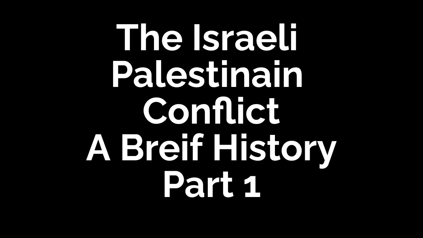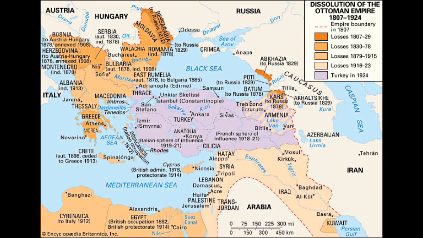The Israeli-Palestinian conflict is a conflict that goes back only about 100 years to the end of World War I and is in fact based on land, resources, and competing nationalities. We start our journey at the beginning of the 20th century in the Ottoman Empire.